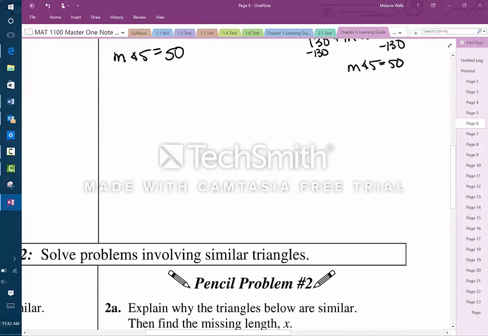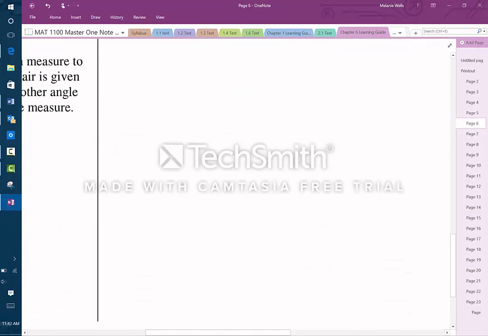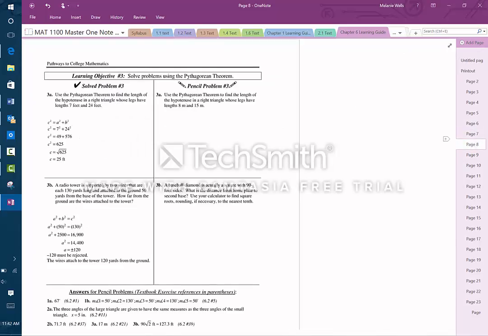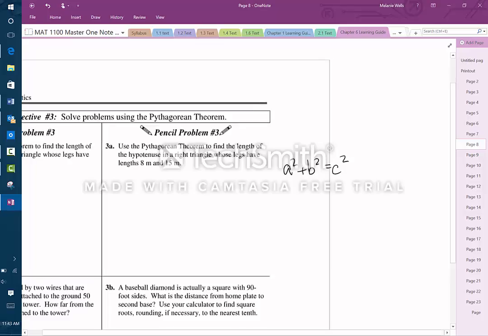We're going to omit 2a as well as 2b and move on to 3a, using the Pythagorean theorem. Now the Pythagorean theorem says that a squared plus b squared equals c squared, where we've got the leg squared plus another leg squared is the hypotenuse squared. Find the length of the hypotenuse in a right triangle whose legs have lengths of 8 meters and 15 meters. Okay, so those would be our a and b.